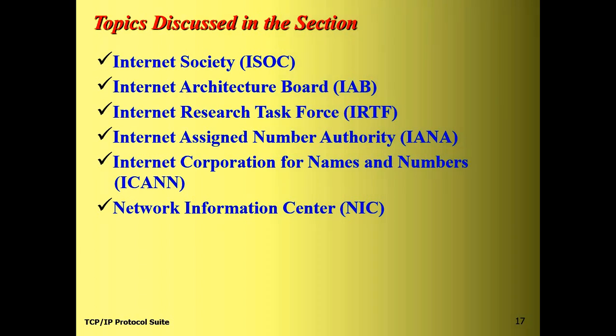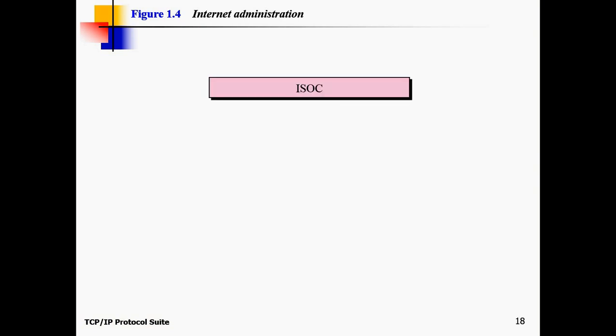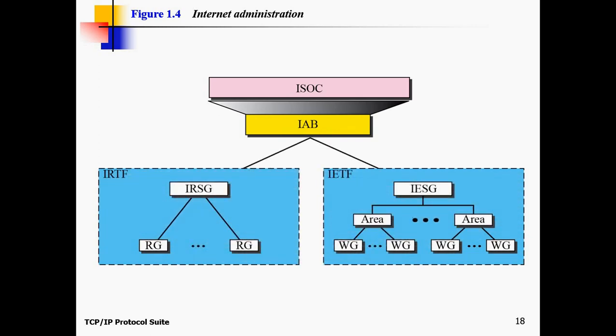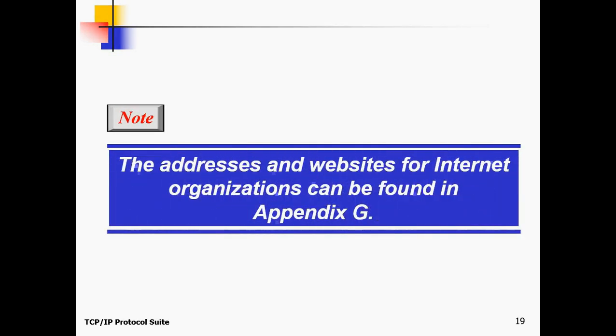Figure 1.4 shows the general organization of internet administration. Now, the Internet Society, ISOC, Internet Architecture Board, IAB, Internet Research Task Force, IRTF, Internet Assigned Numbers Authority, IANA, Internet Corporation for Assigned Names and Numbers, ICANN, Network Information Center, NIC. So ISOC is an organization, and within that there is the IAB, and within that there are the IRTF and IETF. What is to be noted is that you can get this information from appendix G.